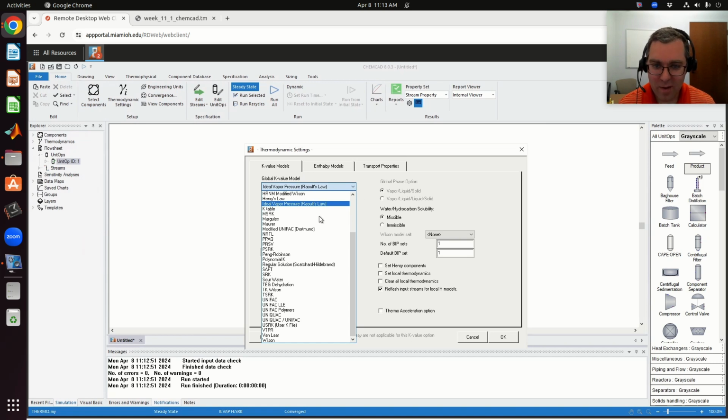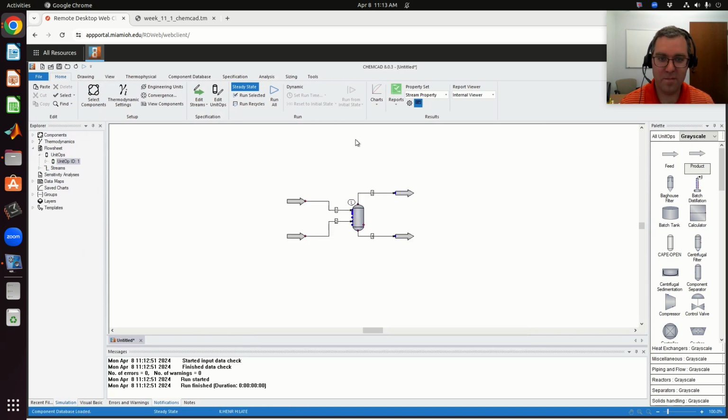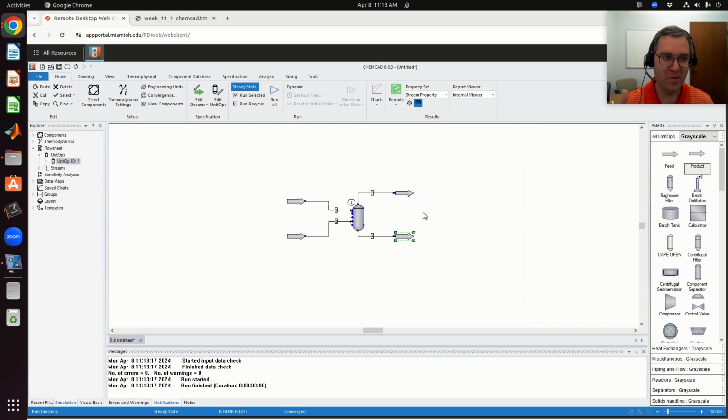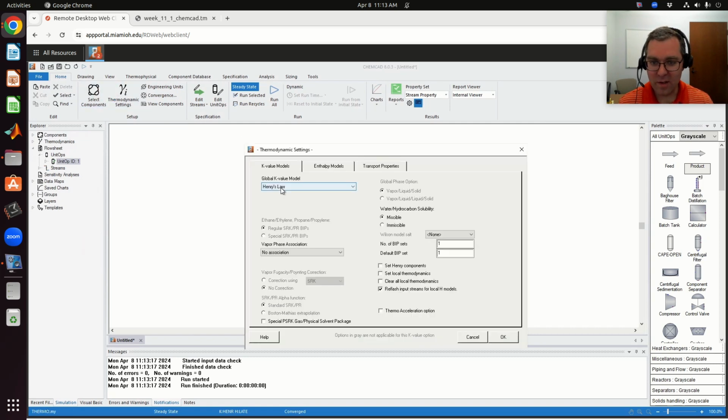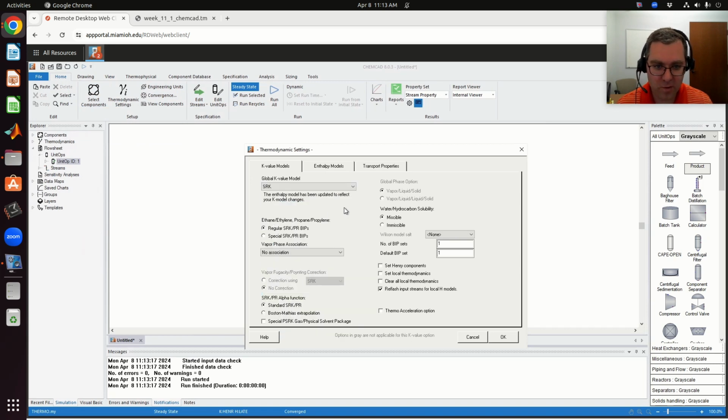Henry's constants, and actually let me just do something for comparison. I could just as well have said Henry's law, and if I did Henry's law and run it, it's the exact same thing. Before, I just specified those two components as Henry's components. So it said let's try SRK and Peng-Robinson. So here's first SRK.